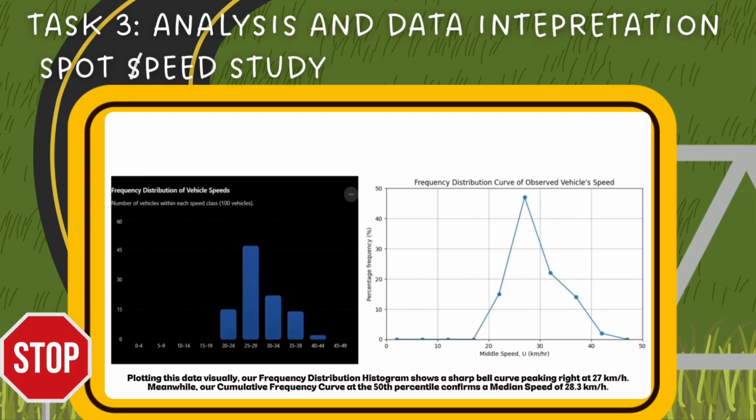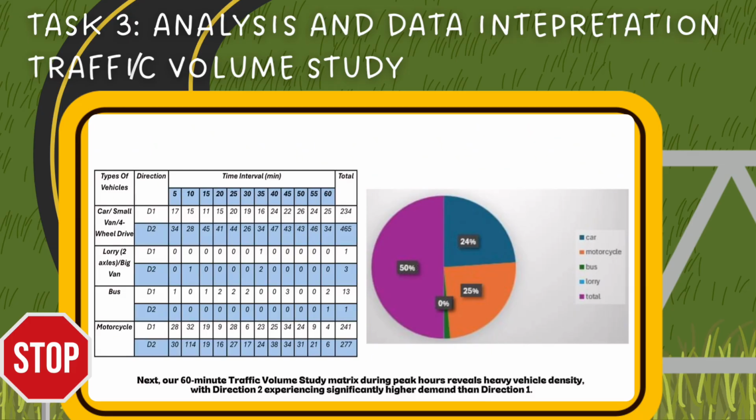Plotting this data visually, our frequency distribution histogram shows a sharp bell curve peaking right at 27 km per hour. Meanwhile, our cumulative frequency curve at the 50th percentile confirms a median speed of 28.3 km per hour. Geometrically, both graphs prove traffic consistently travels near 30 km per hour over the crest, critically restricting stopping sight distance on this blind hill.